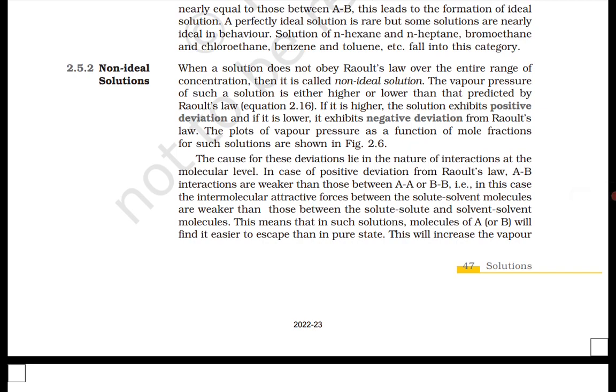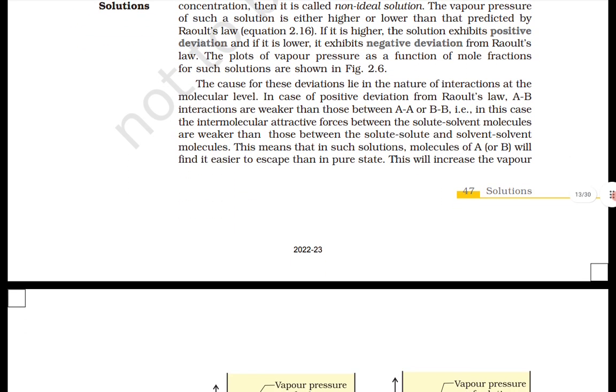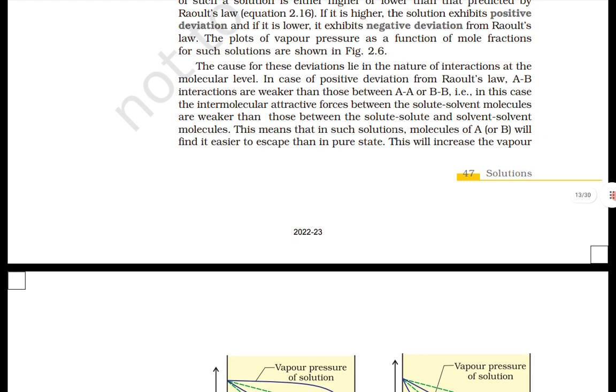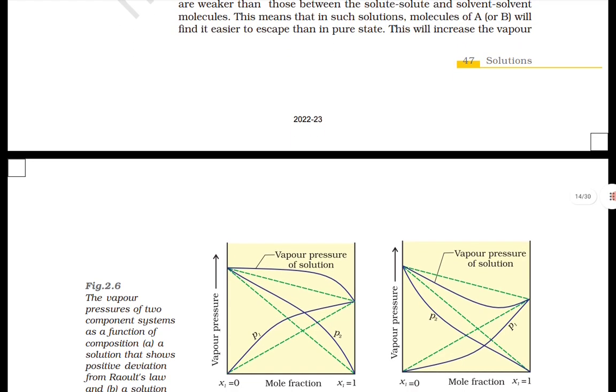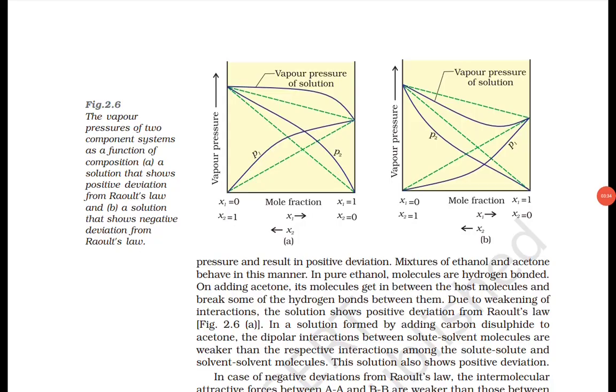In the case of positive deviation from Raoult's law, A to B interactions are weaker than those between A to A and B to B interactions. That is, in this case, the intermolecular attractive forces between the solute-solvent molecules are weaker than those between the solute-to-solute and solvent-to-solvent molecules. This means that in such solutions, molecules A or B will find it easier to escape than in the pure state. This will increase the vapor pressure and result in the positive deviation.